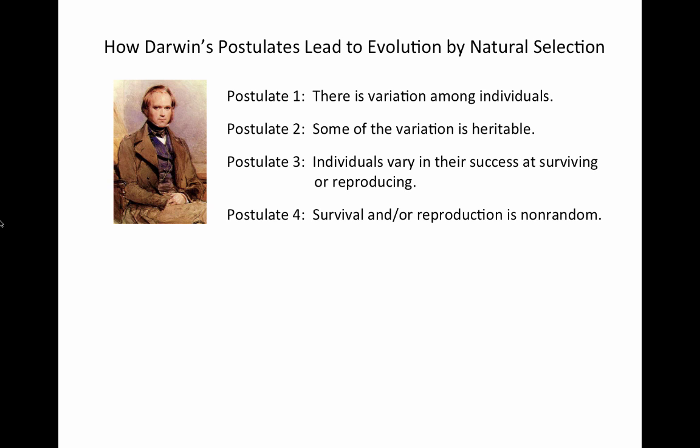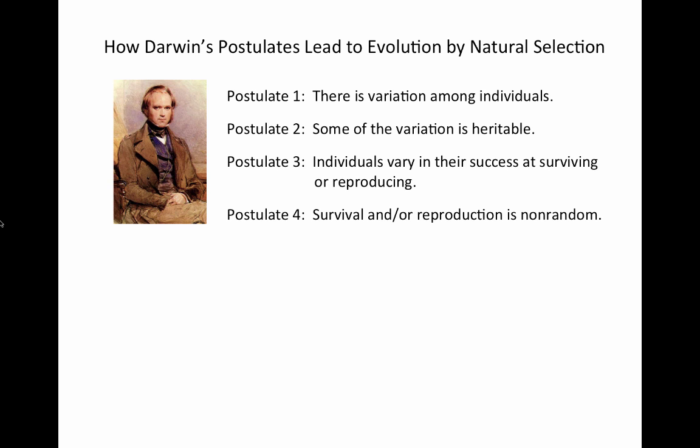So we've talked a little bit about Postulate 1 and 2. We'll talk in more detail over the coming weeks about where that variation among individuals comes from and how you can increase or decrease variability in populations. We'll talk a lot more about heritability, how you can measure it, how you can determine to what extent variation is heritable and to what extent it's the result of the environment. But I want to talk a little bit more about Postulate 3, and how we come to know this. Postulate 3, that individuals vary in their success at surviving or reproducing.